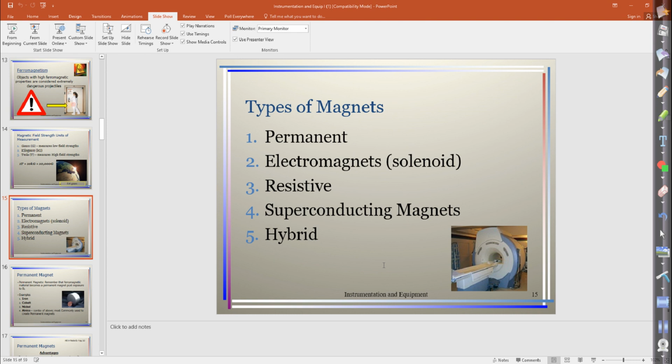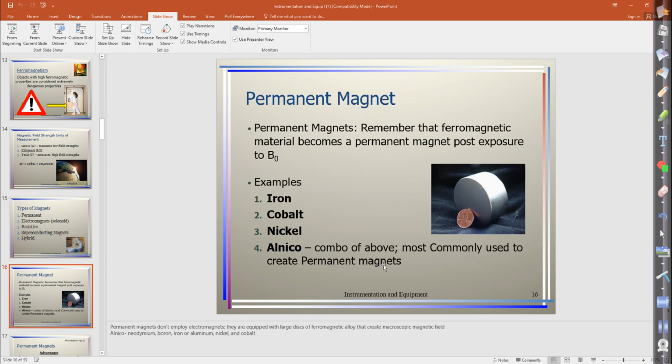And permanent magnets are great for claustrophobic patients, obese patients, maybe patients in a lot of pain that can't get through a particular scan, because those are our open magnets. I put them in air quotations there because they're not completely open, but they're not cylindrical, so they're a little bit better for those claustrophobic patients. And the material for those permanent magnets is usually an alloy, alnico, which is a combination of aluminum, nickel, and cobalt.